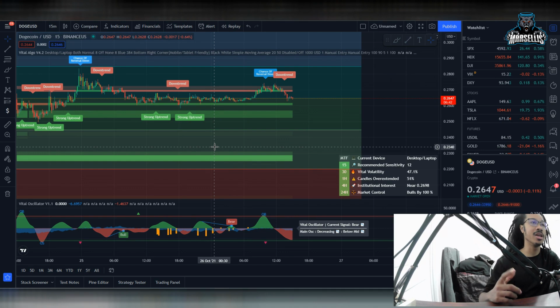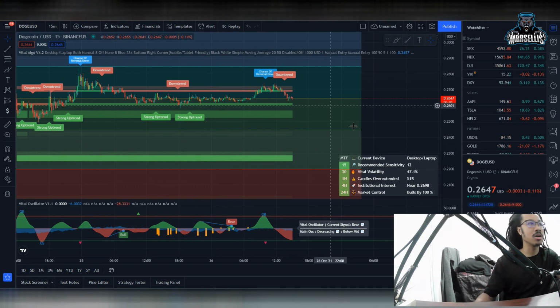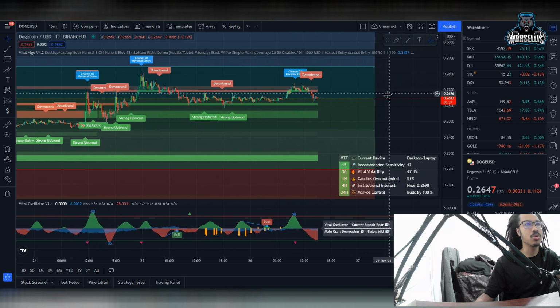We've got to go over Dogecoin here today. As you can see, we are about to touch our previous support line with Dogecoin, and that's pretty much what we're doing.